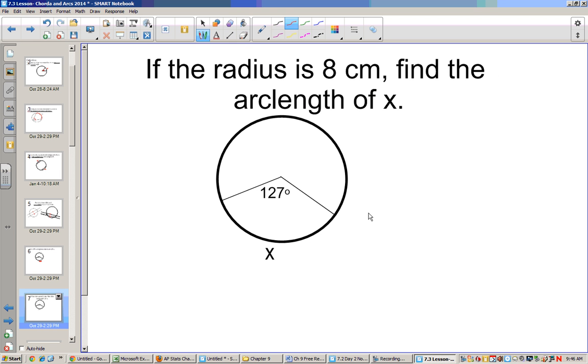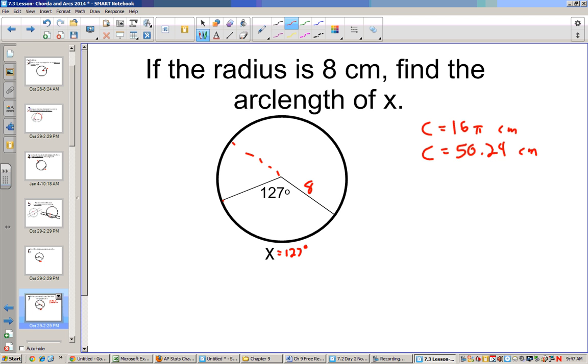Now if the radius is 8, we want to find the arc length. So we know this is 127 degrees. Now if the radius is 8, remember first thing we have to do is find the circumference, which we multiply 8 times 2 to get 16, and then we multiply that by pi. So now I have my circumference. It's 16 pi centimeters around the entire circle. Now I think it helps a lot of people if they multiply those out. So 16 times 3.14, you'd have 50.24. So the circumference is 50.24 centimeters.